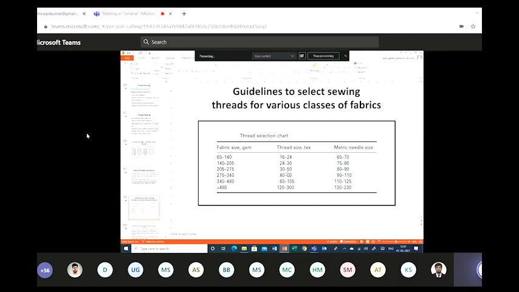So when you select this particular thread size, you have to select a particular needle size. If you try to use a heavy thread in a small needle, the thread may not go inside the needle eye. Similarly, when you select a large needle size with fine thread, there will not be much friction between the thread and the needle, and sewing will not be possible, right?